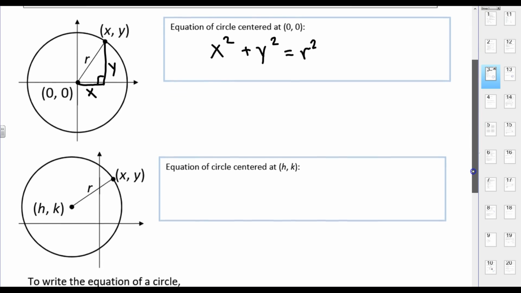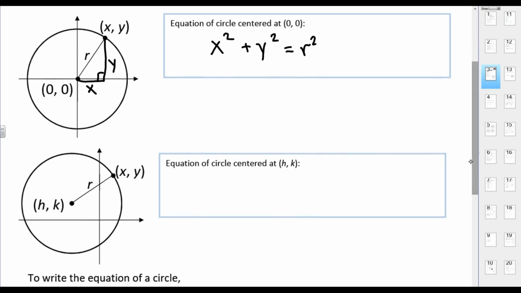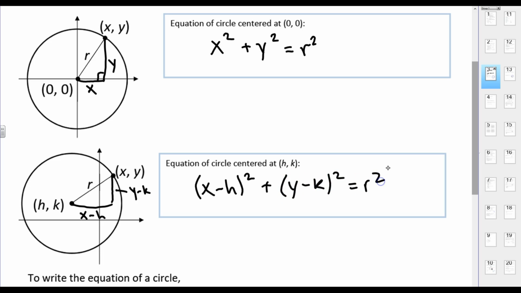So if we were to, for example, move our circle to a new center, h comma k, the distances here change. This is now the difference between x and h, or x minus h, and this is the difference between y and k, or y minus k. So my equation with a circle centered at h comma k is now x minus h squared plus y minus k squared equals r squared. That's our standard form for the equation of a circle.